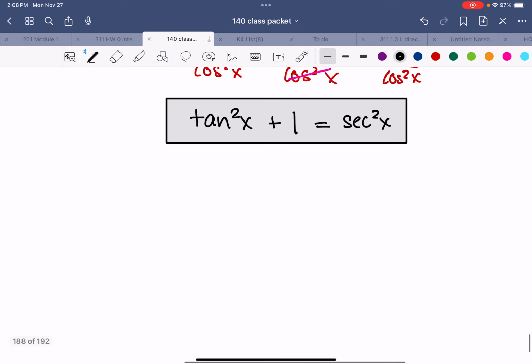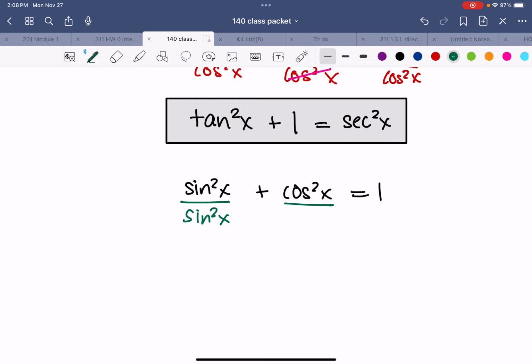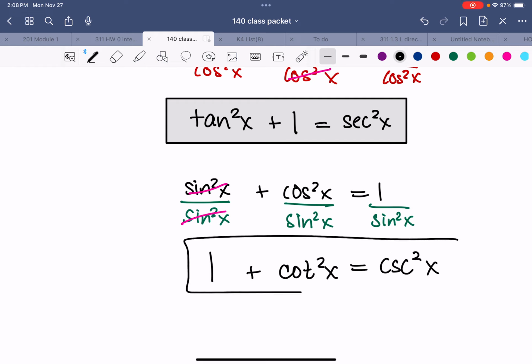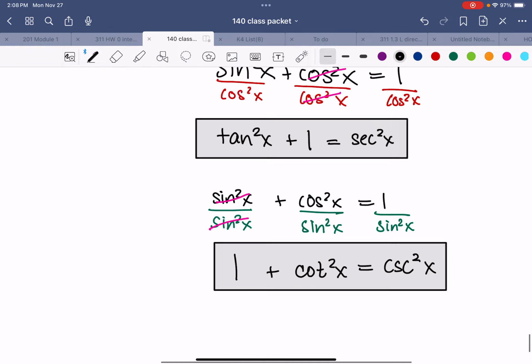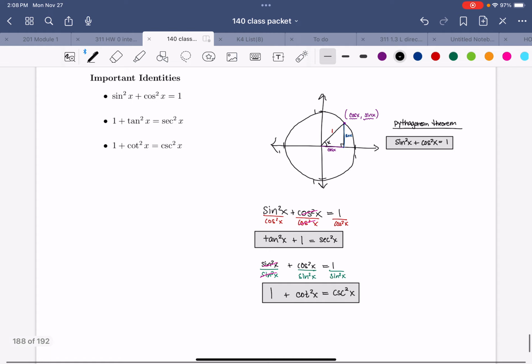And this time, if we redo the same thing but divide by sine squared, we'll get the other one. So if we have sine squared plus cosine squared equals 1, and this time we divide through by sine squared. Then these two sines will cancel out, and I will get 1. Cosine over sine is cotangent, and 1 over sine is cosecant, and everything is squared. Right? And those are exactly the three identities we have over here at the left, right? So that's where they come from. They're not just randomly pulled out of nowhere. Those are our three identities.